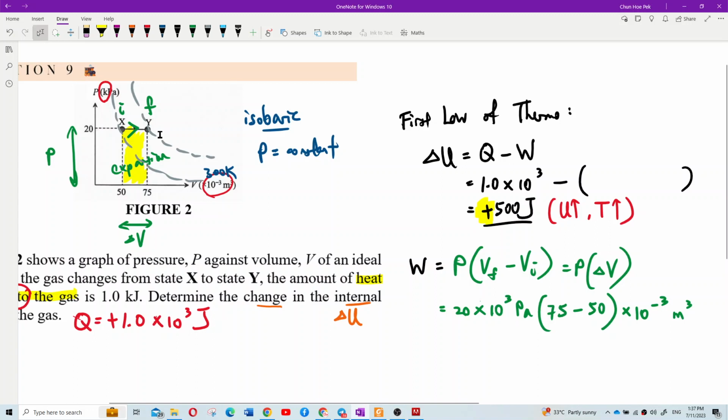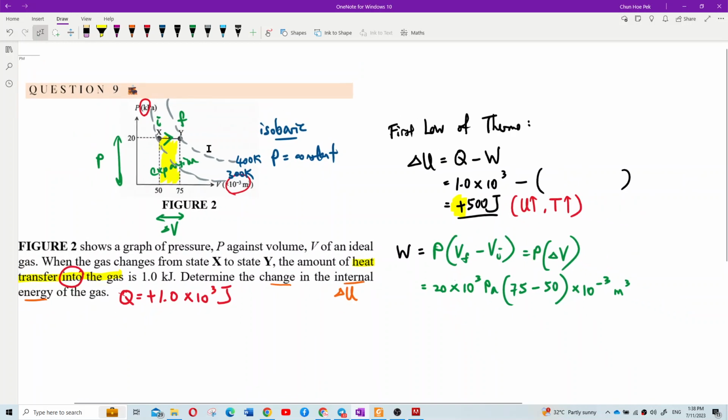Now expansion, constant pressure, become 400 Kelvin. Y is going to the right is temperature increase. Temperature increase, internal energy increase. We get delta U also positive. Understand, class? 300 Kelvin, 400 Kelvin is I just simply put lah, not really the real temperature. Okay, class. Next, question 9 done. Always use the first law thermodynamic.